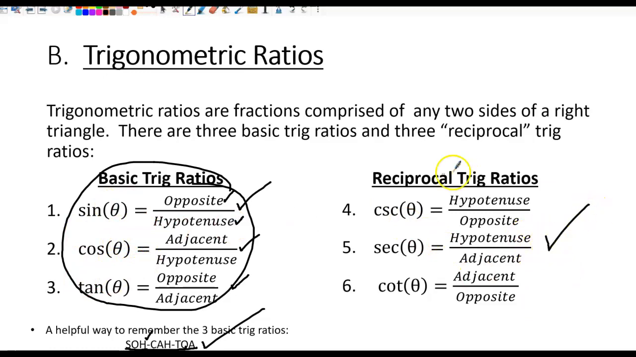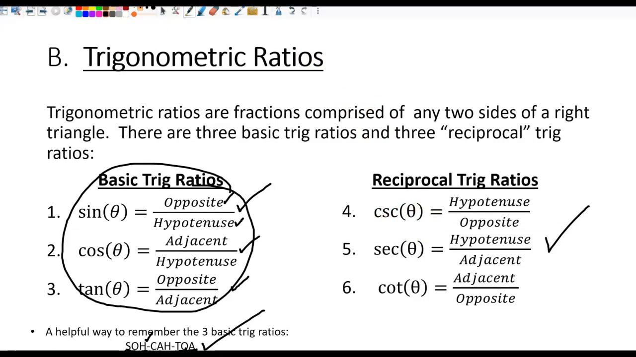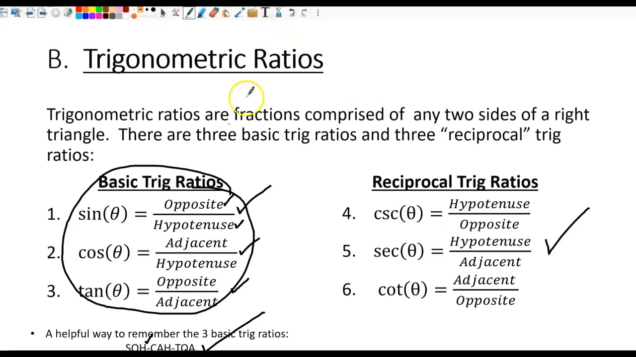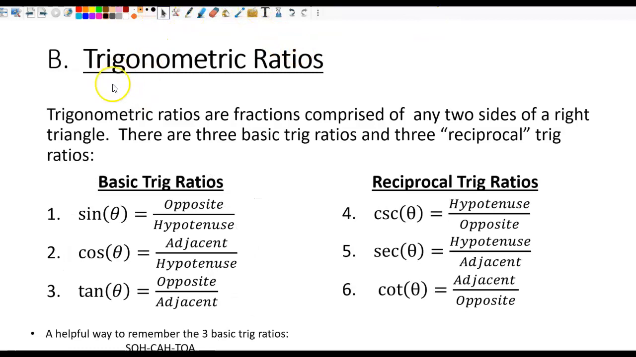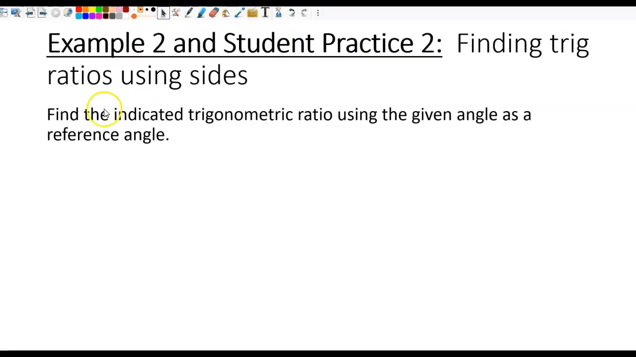I don't have a memory device for these three over here, and I think it's probably because nobody really cares about them as much. They're just not as useful. We do use them, and you do need to know them, but they're just not quite as common, and so that's why they don't get their own little memory device. But let's go ahead and see.